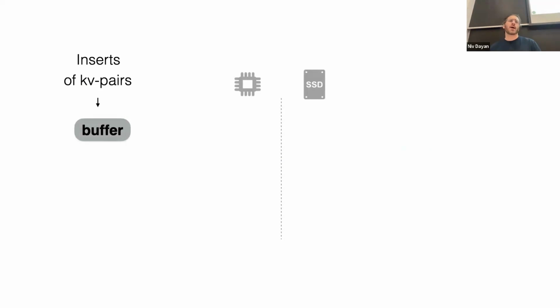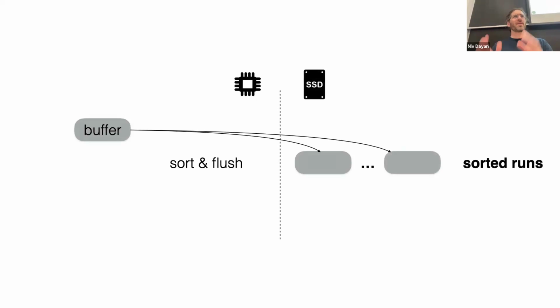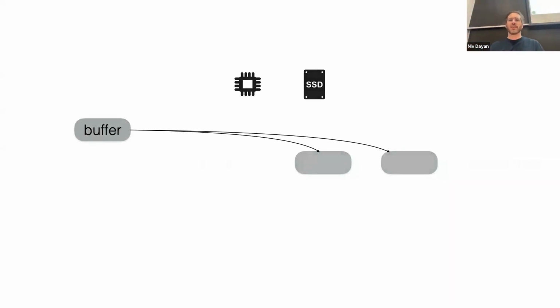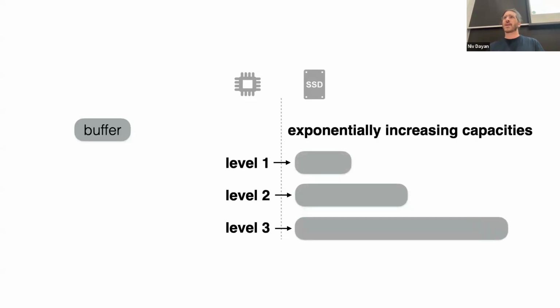So how does this structure work? Just to give you a sense, there is a buffer. Whenever the buffer fills up, we take its contents, sort them by key, and flush them to storage. So we get these runs of sorted strings in storage, and we want to restrict their overall number so that we don't have to search all of them. So we implement these sort merge operations to restrict the number of sorted components. We organize them in levels.